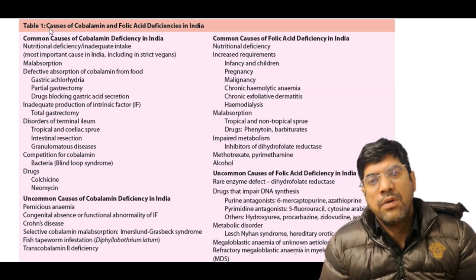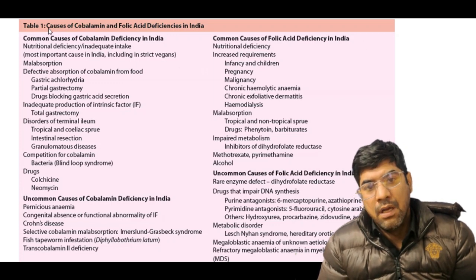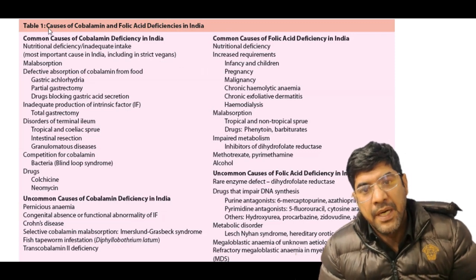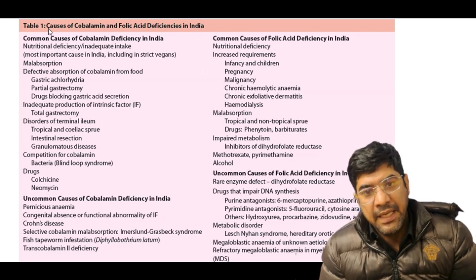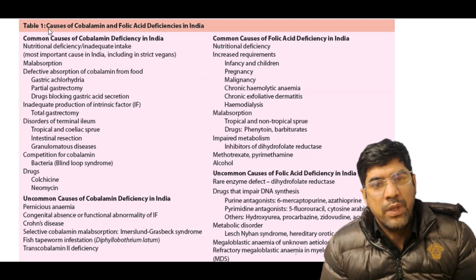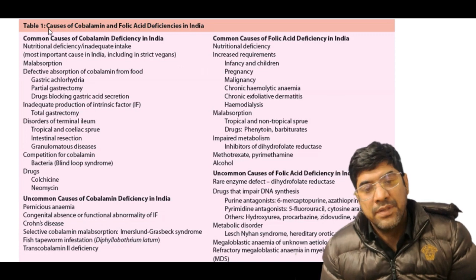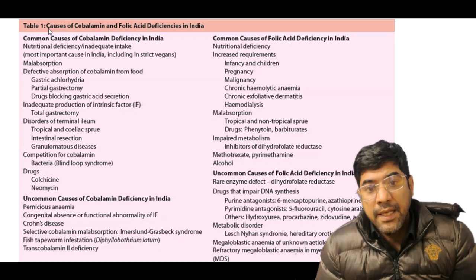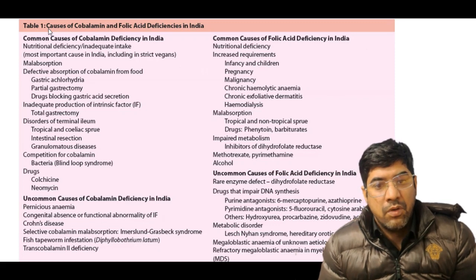What are the uncommon causes of vitamin B12 deficiency? They could be pernicious anemia. This is an autoimmune condition that involves the destruction of the parietal cells in the stomach. When there is destruction of parietal cells, that results in decreased production of intrinsic factor, and without intrinsic factor, vitamin B12 absorption would be impaired, and hence that would cause a deficiency. Sometimes there is congenital absence or functional abnormality of intrinsic factor that may also cause vitamin B12 deficiency.